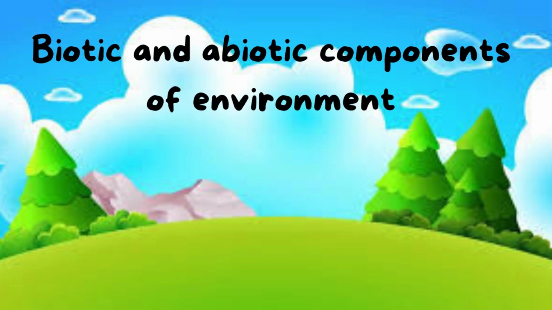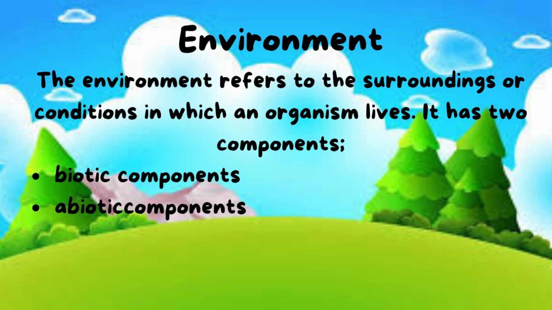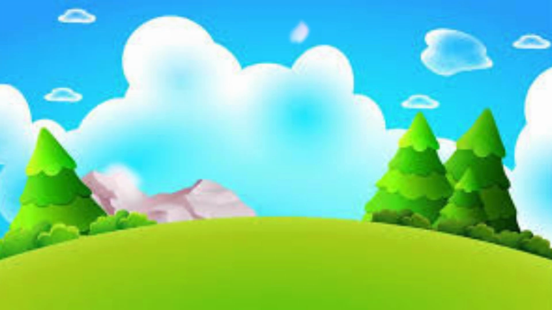Hello kids. Today we are going to study about biotic and abiotic components of environment. We will also discuss what environment is. Kids, environment refers to the surroundings or conditions in which a living organism lives. It has two components: biotic components and abiotic components.